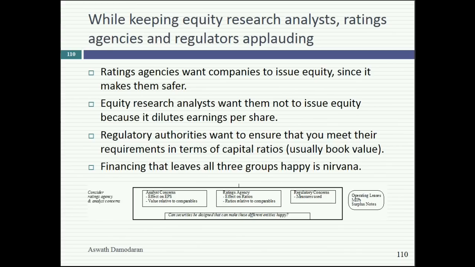Ratings agencies are focused on default risk. They worry about you going bankrupt. So when I describe the security I'm going to issue next week, am I going to describe it as debt or equity? What makes you happier? As a company that's focused on reducing default risk, you want me to issue equity. So I convince you that I'm issuing equity next week. You're saying, what's the big deal?